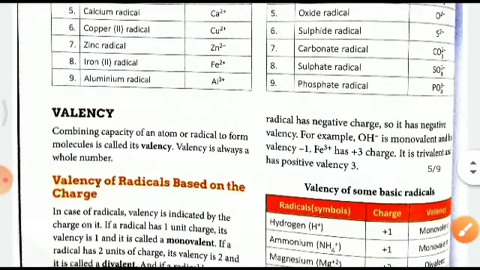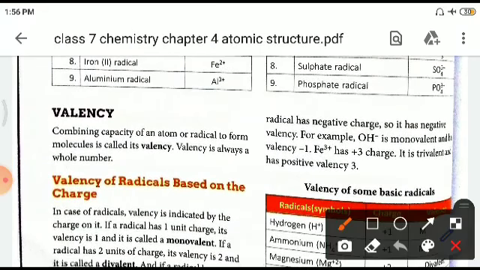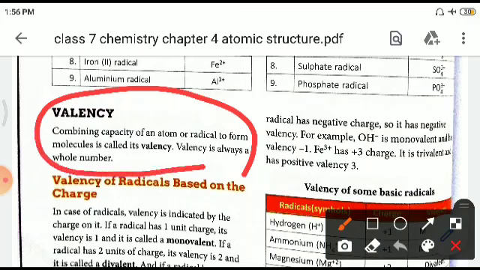Now we come to valency. The definition is given here, which is apt for you. Just learn this much. Valency of an atom or radical is the combining capacity of an atom or radical to form a molecule. Valency is always a whole number.